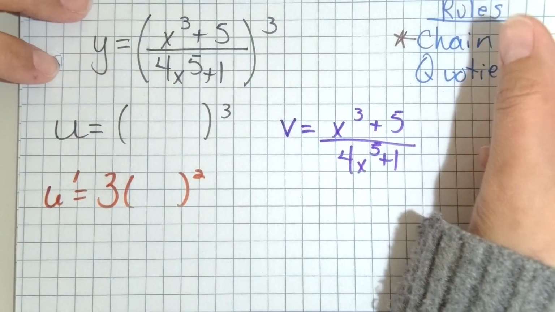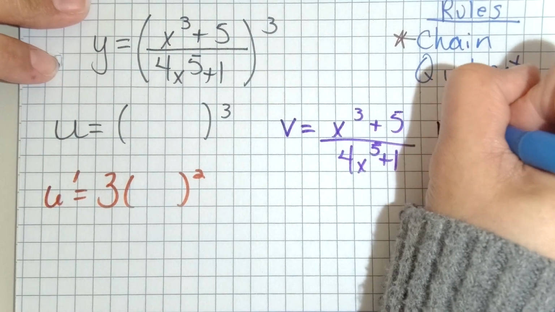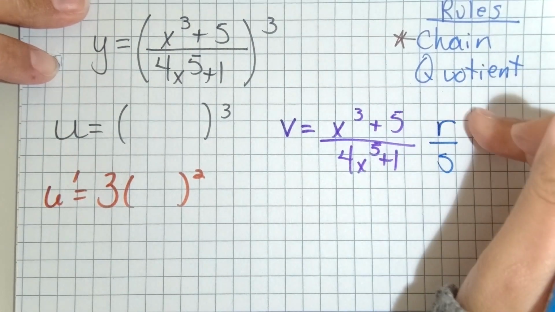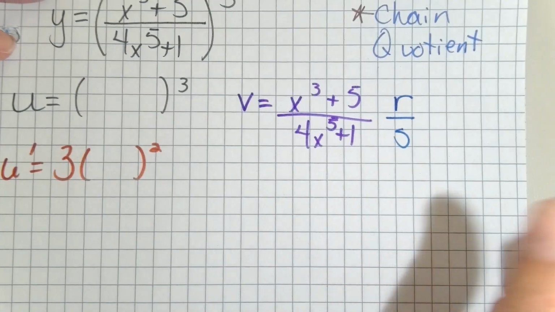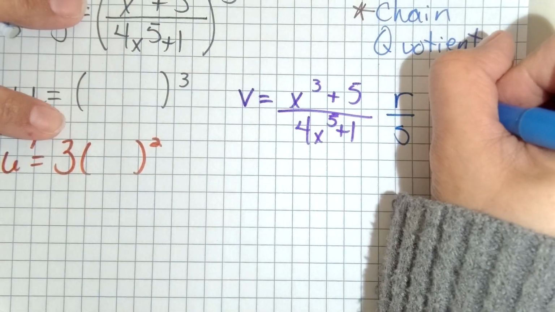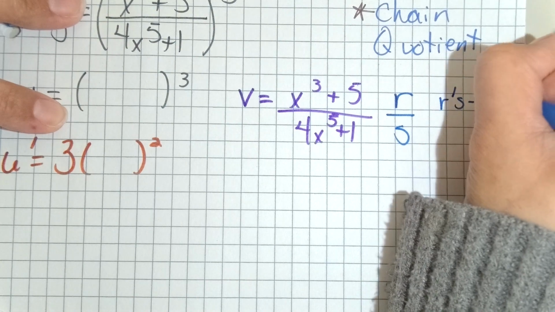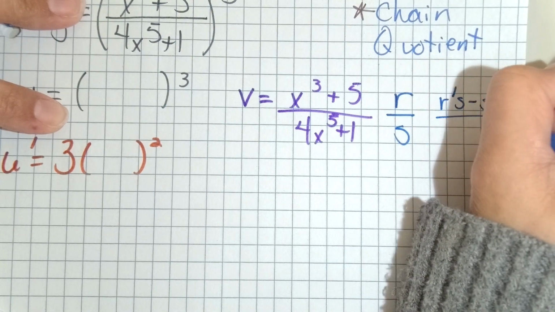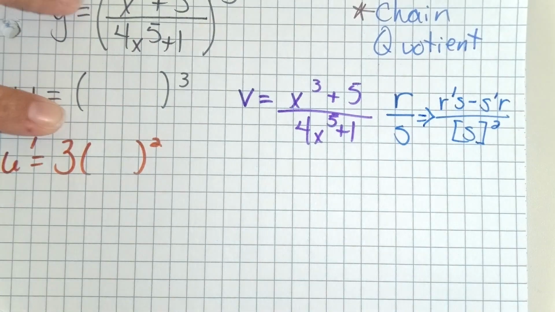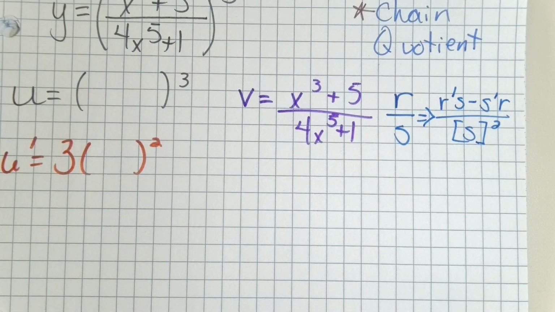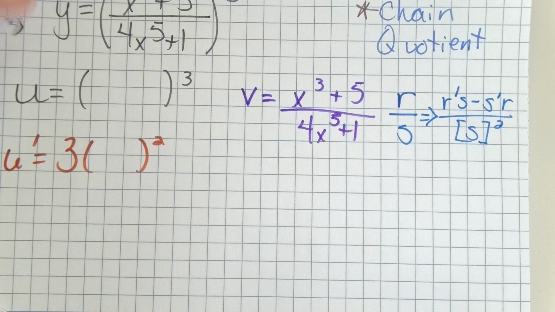So remember the quotient rule. I'm going to label these R and S. R is the top, which is the numerator. S is the denominator. The quotient rule for this will be R prime S minus S prime R over S squared, I believe. Yes? Yes. Okay. So now I'm going to use that to put together my V prime.